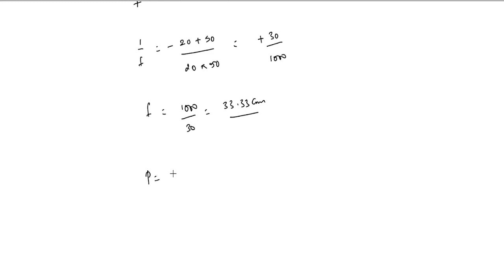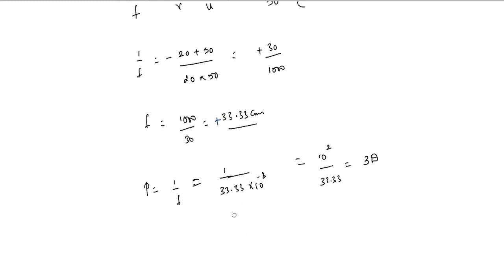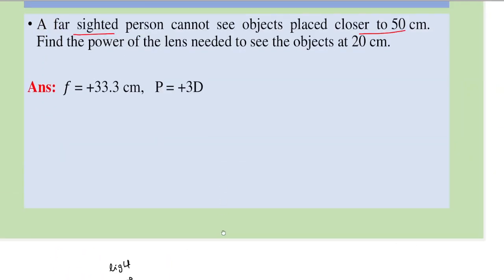Power is given as 1 by f, that's 1 by 33.33 centimeter. But keep in mind that to find power, f should be in terms of meter, not centimeter. Therefore, rewriting this becomes 10 power minus 2. This goes on top. It becomes 10 power plus 2, which is 100 by 33.33, equal to 3 diopter. As seen here, the focal length is positive, which means it's a convex lens or a converging lens.